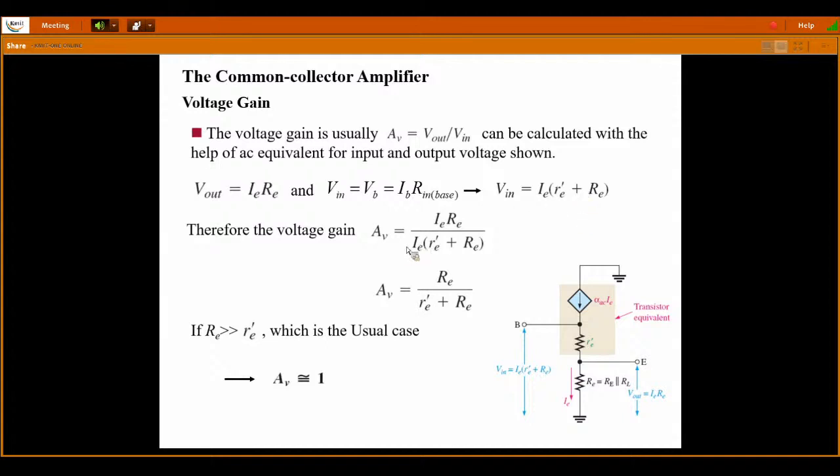So hence voltage gain is equal to output V out divided by V in. So V out is IE RE divided by IE into (RE dash plus RE). So RE by (RE dash plus RE), as this emitter resistance, the AC emitter resistance, is small RE dash, and the DC resistance, so the effective emitter resistance is equal to RE in parallel with RL.